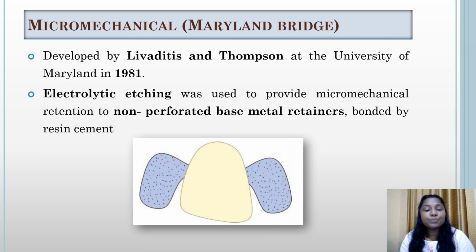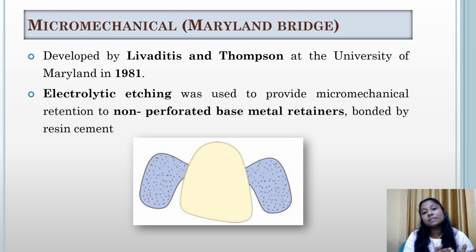Now coming to the second type, it's also called a Maryland bridge, and this is through micromechanical retention. This was developed by Livaditis and Thompson, and it's called Maryland bridge because it was actually developed at the University of Maryland. In this type of bridge, there is micromechanical retention, and this is achieved through electrolytic etching. For this electrolytic etching, they use a 3.5% solution of nitric acid and a current of around 25 microamps per centimeter square for around 5 minutes.